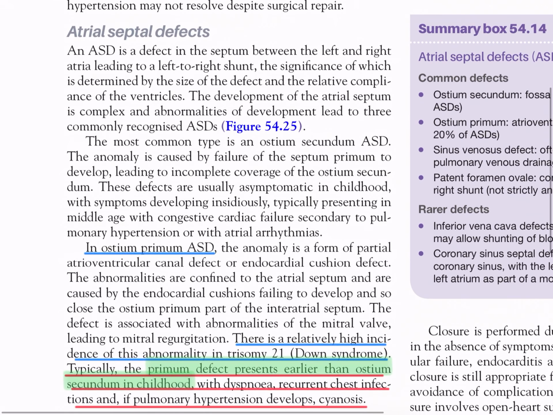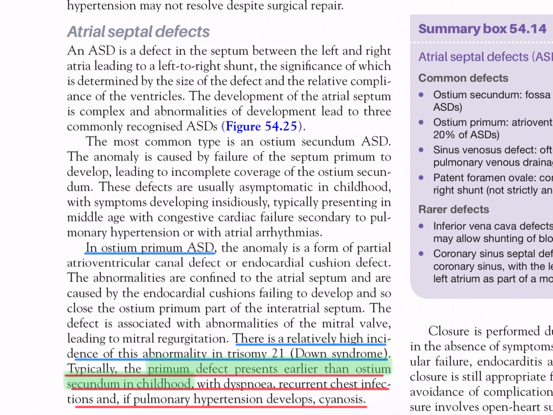Atrial septal defect. An ASD is a defect in the septum between the left and the right atria, leading to a left to right shunt, the significance of which is determined by the size of the defect and the relative compliance of the ventricles. The development of the atrial septum is complex, and abnormalities of development lead to 3 commonly recognized ASDs. The most common type is the ostium secundum ASD. The anomaly is caused by failure of the septum primum to develop, leading to incomplete coverage of the ostium secundum.